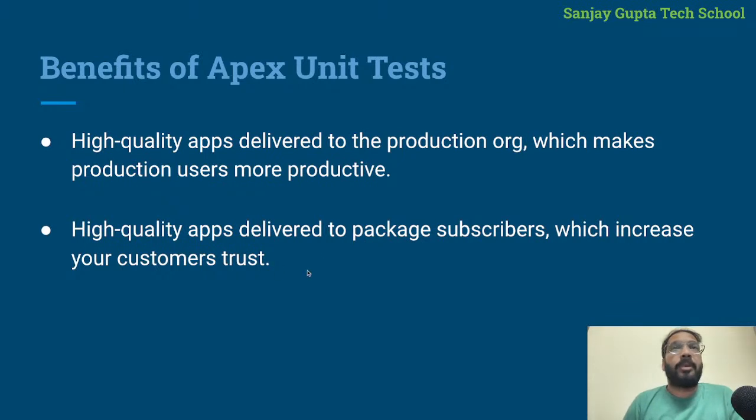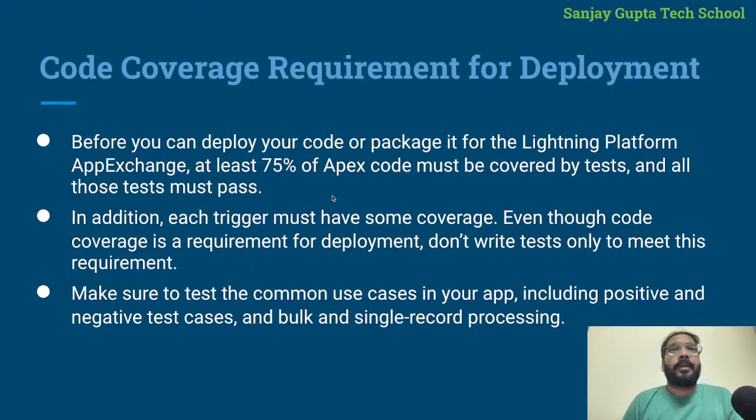So that's why we implement Apex unit tests. Now, code coverage requirement for deployment. This is important. Okay, so before you can deploy your code or package it for the Lightning Platform AppExchange, at least 75% of code must be covered by tests, and all those tests must pass, right? So we'll see how tests fail, how they pass, and how we can check what percentage of code is covered and what is remaining.